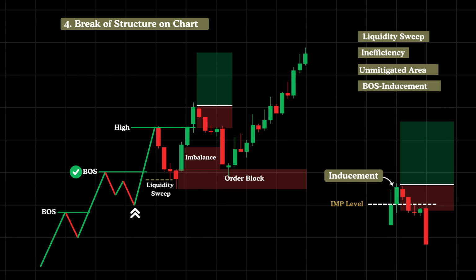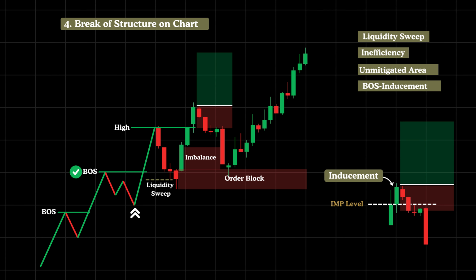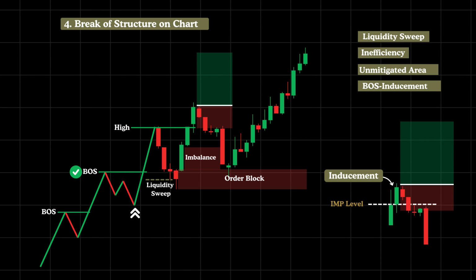Order blocks work in both bullish and bearish markets, and can be used across all time frames, but the higher the time frame, the greater the accuracy. How to enter the trade by looking at the order block. This is the 5-minute time frame chart of Nifty.